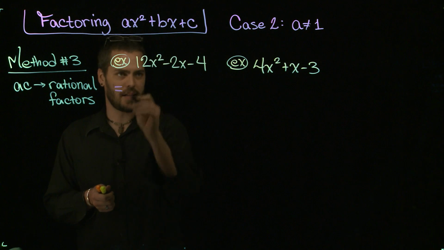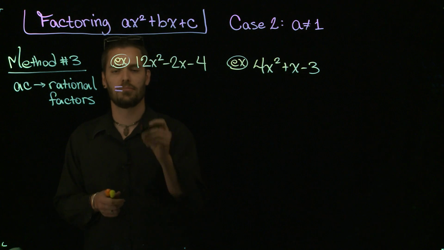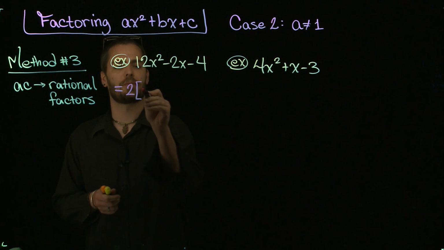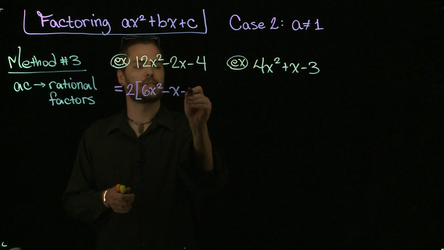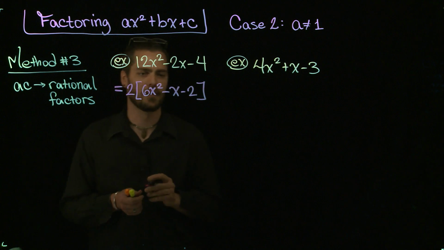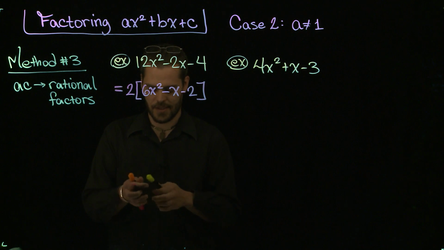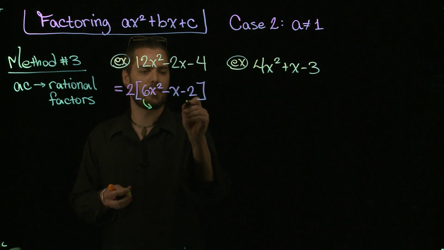And it appears that indeed there is a greatest common factor. I can take out 2. It's not much, but we need to take it out. And what we're left with there is 6x squared minus x minus 2. Now I'm going to focus on this trinomial left within the brackets. We've actually looked at this before. We should have the factors known already, but we're going to do method number 3.